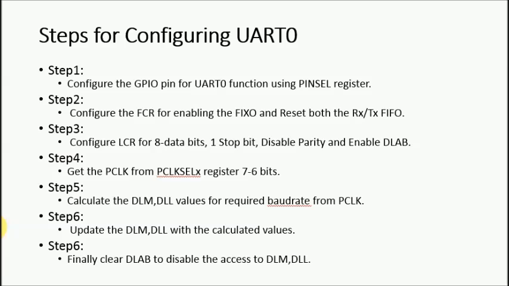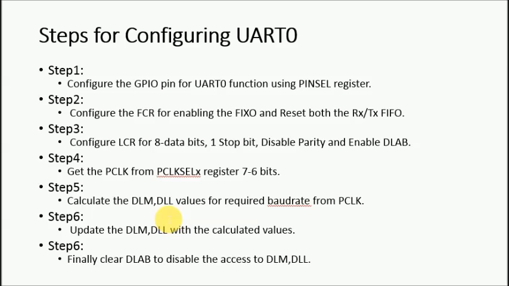Now in step 4, we have to get the P clock, that is the peripheral clock, from the PCLKSELX register. We have to read this register PCLKSELX, bits 7 and 6. When we read the register bits 7 and 6, we will get the P clock. Now, based on the data we get when we read the PCLKSELX, accordingly we have to calculate the values, that is DLM and DLL, for our required baud rate.